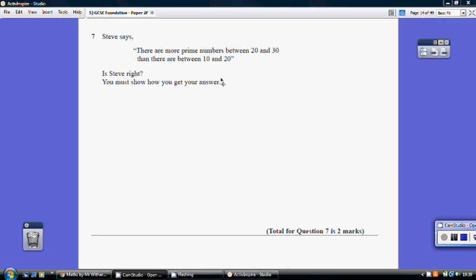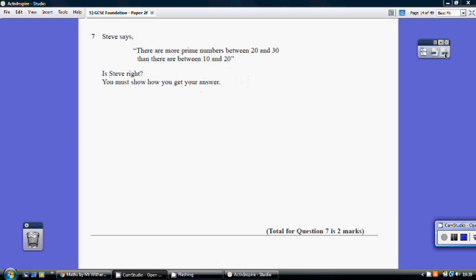Question 7. Now Steve says there are more prime numbers between 20 and 30 than there are between 10 and 20. Is he right? We must show how we got our answer. So we're going to have to work out how many prime numbers between 20 and 30 and also between 10 and 20. Now remember, a prime number, the only way you can make a prime number when you times 2 whole numbers together is when it's multiplying 1 by itself.